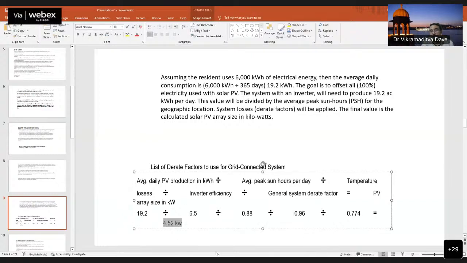4.52 kilowatt. So this much is the maximum capacity of the solar array we have to install for this particular example.